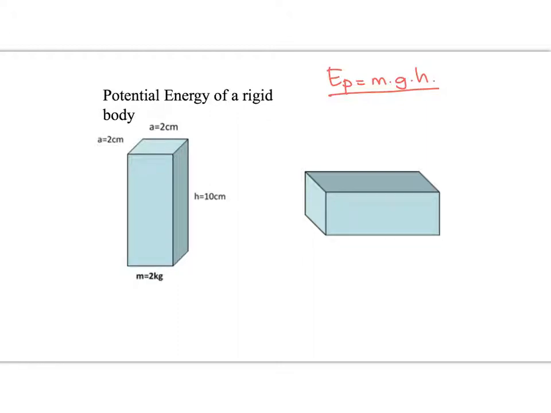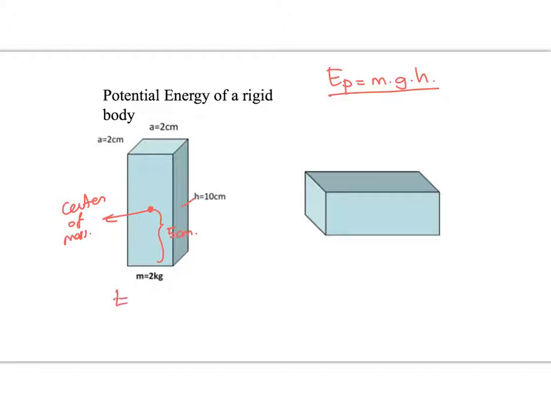We're going to take the center of mass of the rigid body. We're going to use the geometrical objects, and the geometrical midpoint of the object is the center of mass of the object. So it is the half the distance height, which is equal to 5 centimeter.